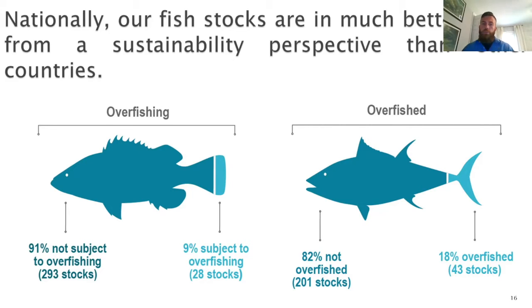So when we look at overfishing, we essentially have a 91%. So we have an A in sustainability. And when you compare that to global trends, the United States really is a leader in sustainable fisheries access and resource management. It's really fantastic.